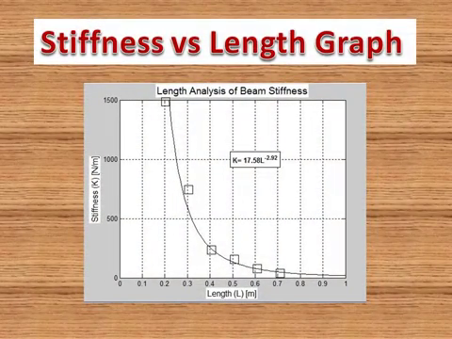Since we knew the stiffnesses of bars with varying lengths, we could plot these points on a stiffness versus length graph and fit a power trend line to this data. Using polyfit, we derived an equation for this trend line. This equation revealed the exponent on the length to be -3.